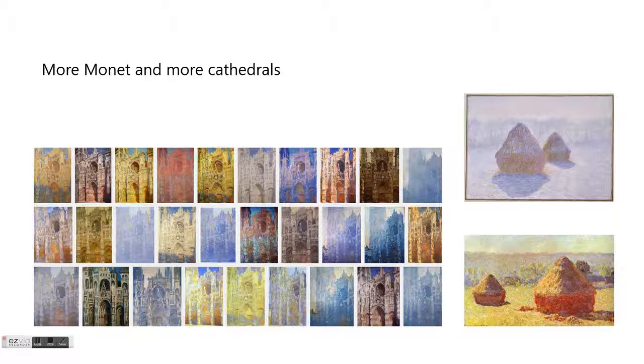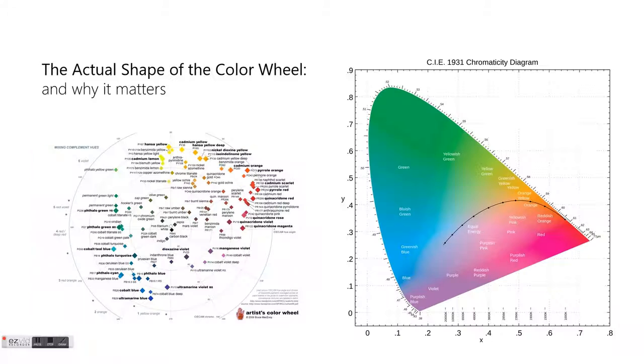But when we got to these with all of this color, I thought it was important for us to really understand exactly what is the shape and nature of the color wheel. Which leads to this diagram.